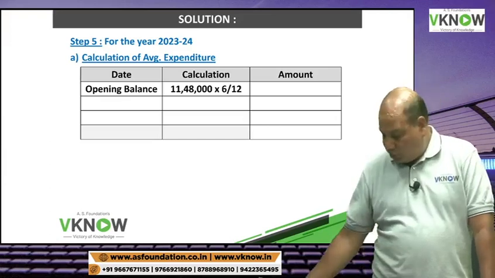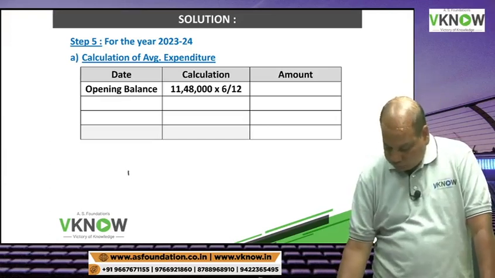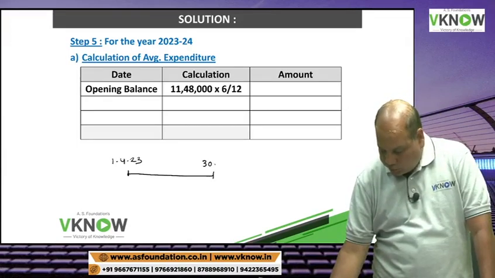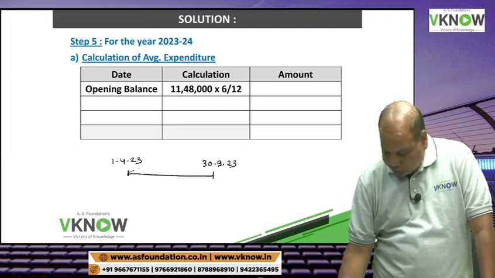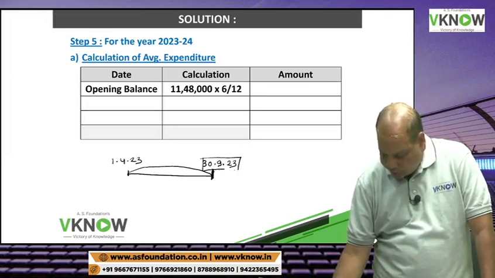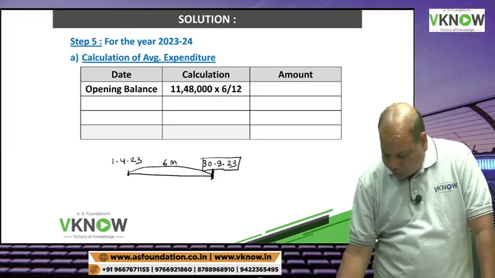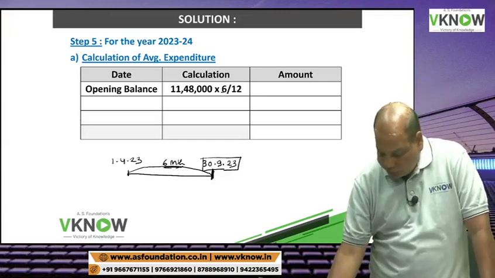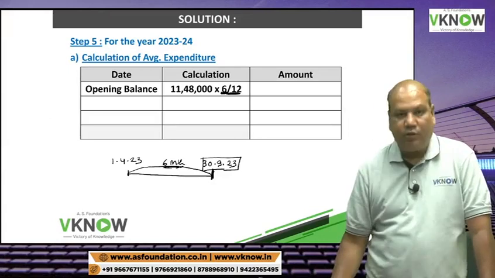Now in this question, we are here opening 1/4/23 and the work got over on 30th September 23. So we have to count only up to this date. So this gap is 6 months. This gap is 6 months. So I have taken 6 by 12.